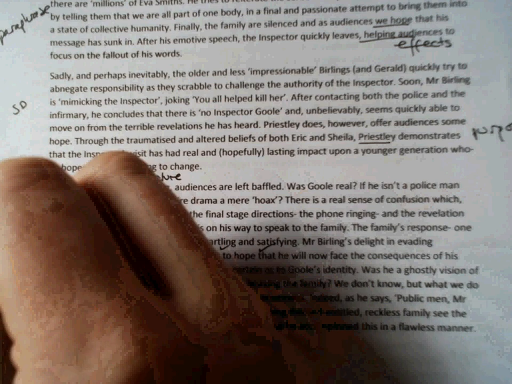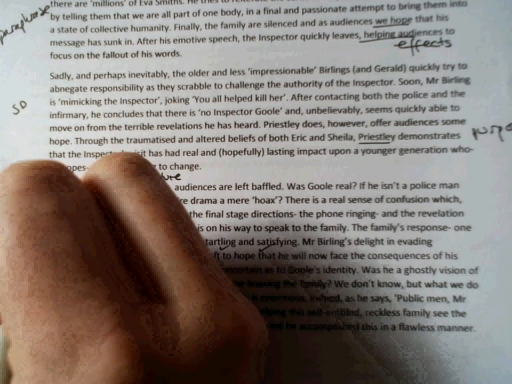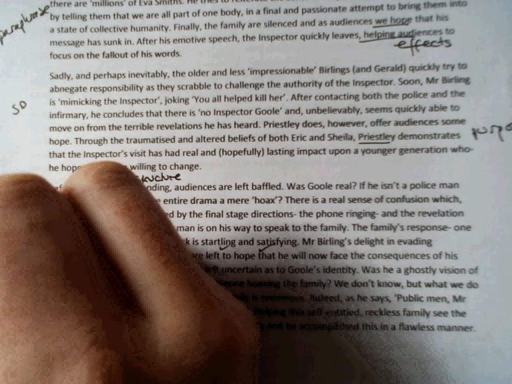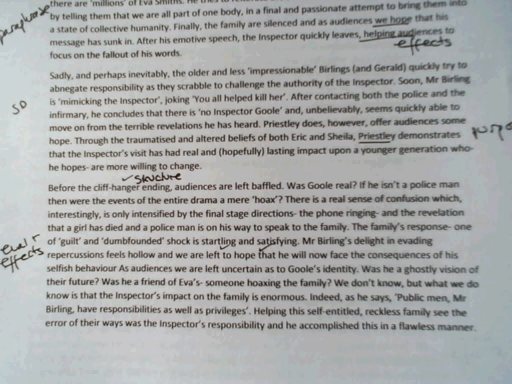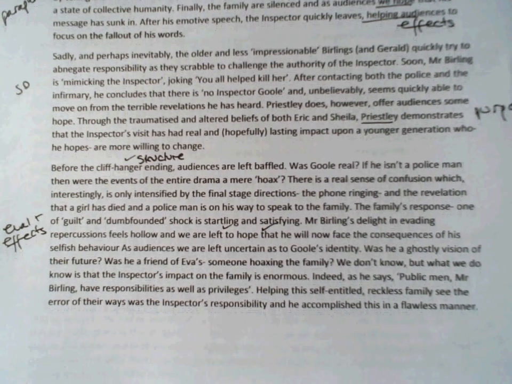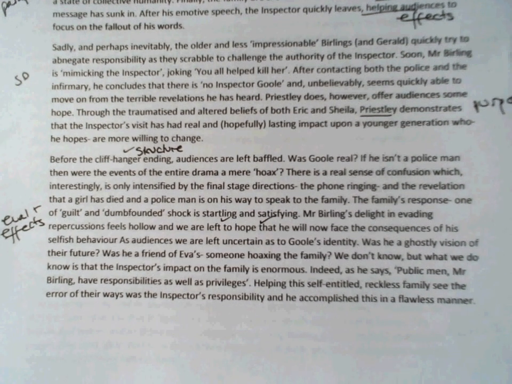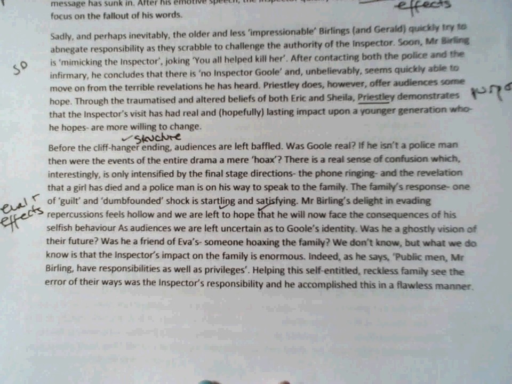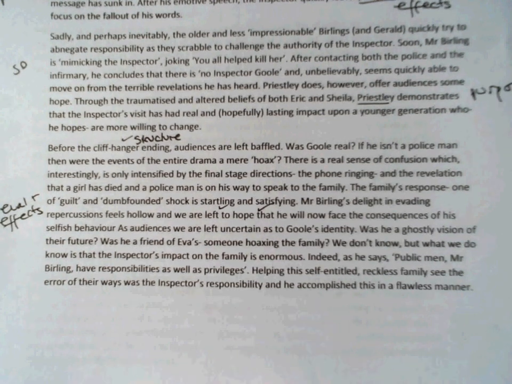So I've got some evaluation here, and that evaluation is interwoven with the idea of effects on the audiences. Mr. Burling's delight in evading repercussions feels hollow. We're left to hope that he will now face the consequences of his selfish behaviour. As audiences, we are left uncertain as to Gould's identity. Was he a ghostly vision of the future? Was he a friend of Eva, someone hoaxing the family? We don't know, but what we do know is that the inspector's impact on the family is enormous.